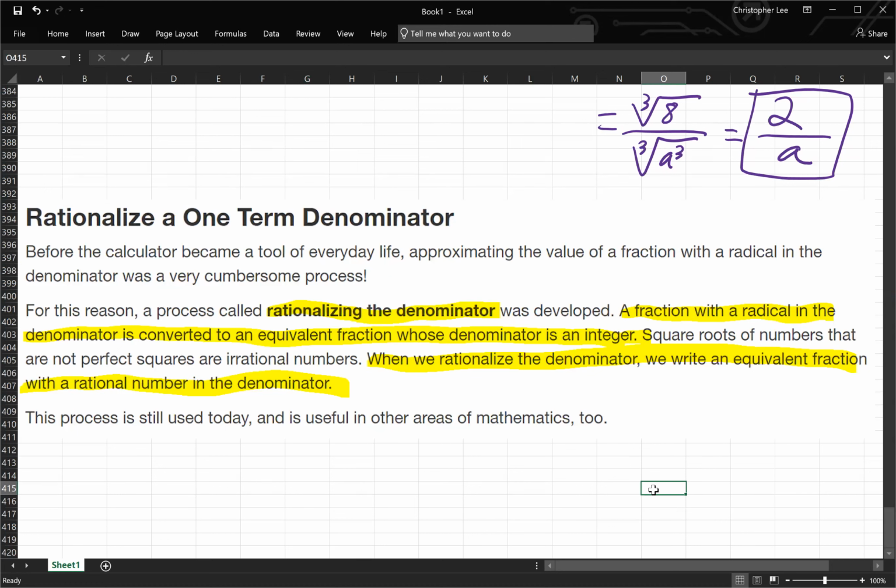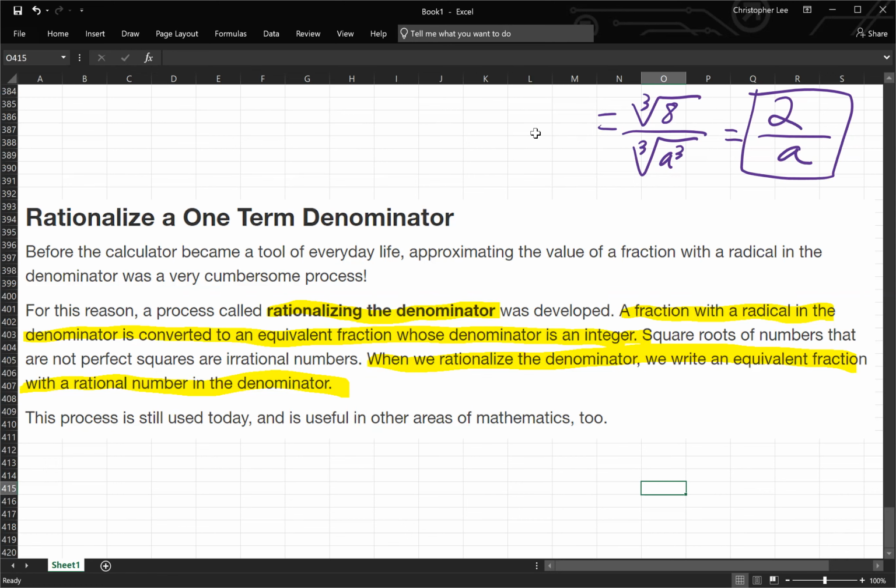Square roots of numbers that are not perfect squares are irrational numbers. When we rationalize the denominator, we write an equivalent fraction with a rational number in the denominator. This process is still used today and is useful in other areas of mathematics too. Long story short, it is illegal to have radicals in my denominator, right? The radical is like the hat thing. See how we have cube root of a right here? That's a radical. Because it's illegal, we rationalize the denominator to get rid of it.